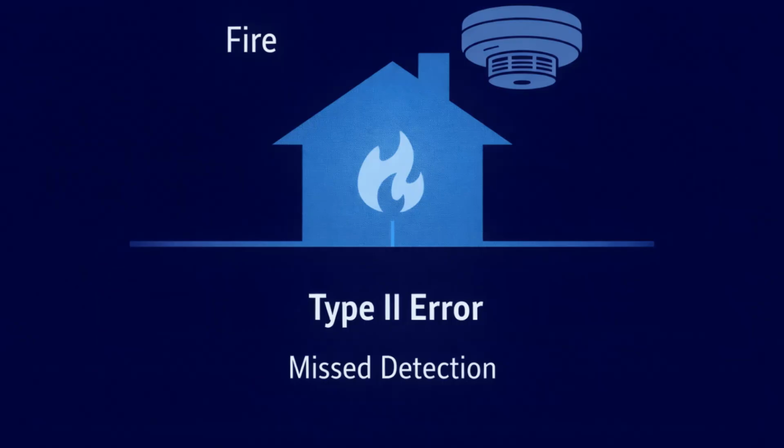If there is a fire and the alarm goes off, that is a correct decision. If there is a fire and the alarm stays silent, that is a type 2 error. It is a misdetection because there was a real fire, but the system failed to detect it.